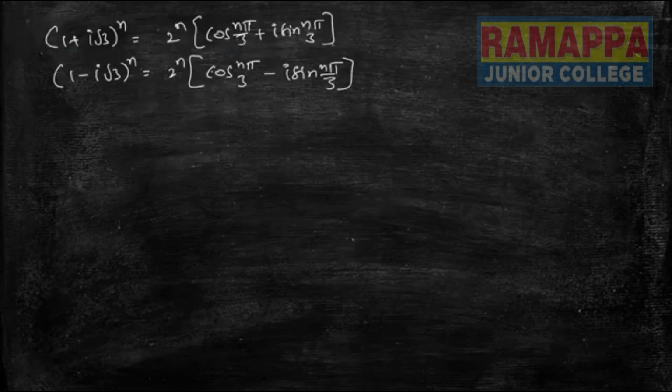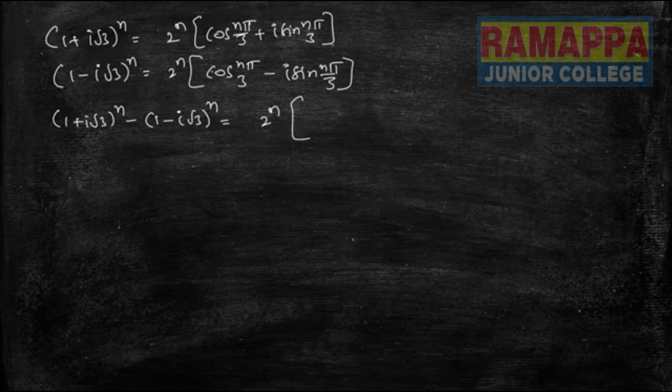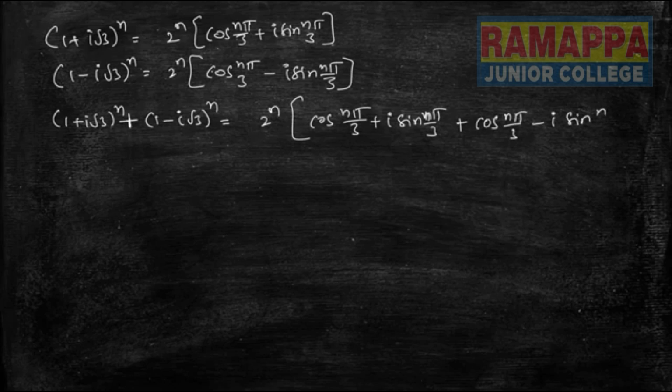Now I am adding these two things. (1 plus i root 3) whole power n plus (1 minus i root 3) whole power n is equal to 2 power n common, so it becomes (cos n pi/3 plus i sin n pi/3) plus (cos n pi/3 minus i sin n pi/3). So the i sin terms cancel, and 2 power n common gives 2 cos n pi/3.